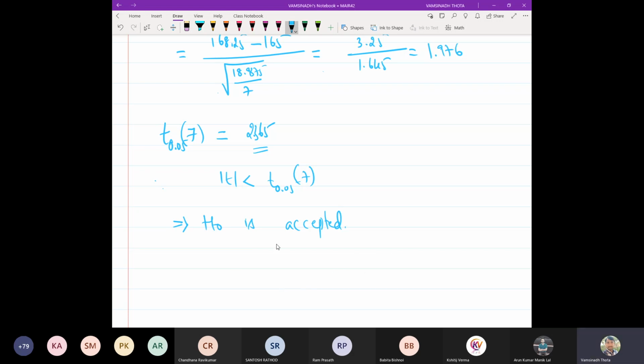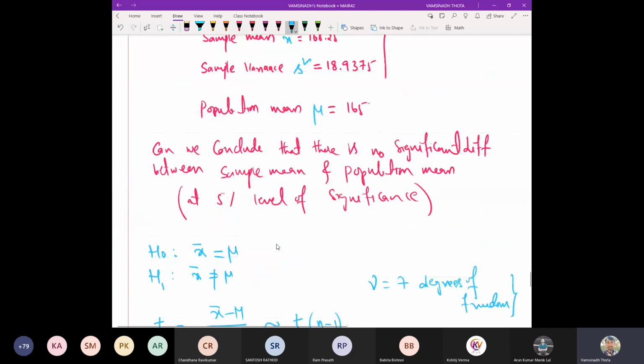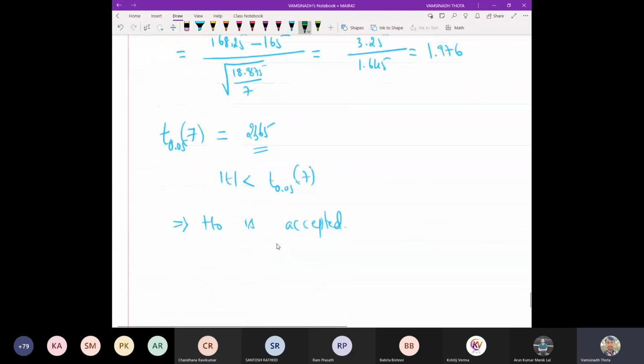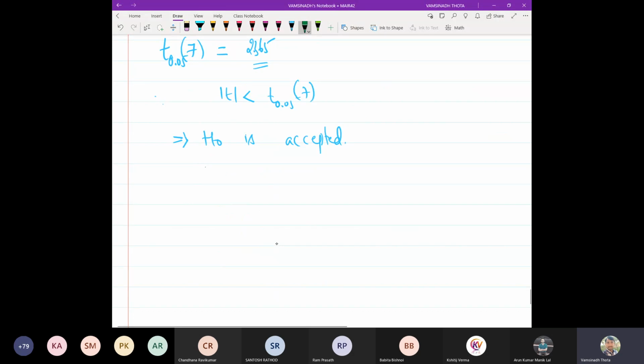Okay. Suppose the same question is asked at a 10% level of significance. Look at this one. Same question, if alpha is equal to 0.1, that is 10% level of significance, what will change?